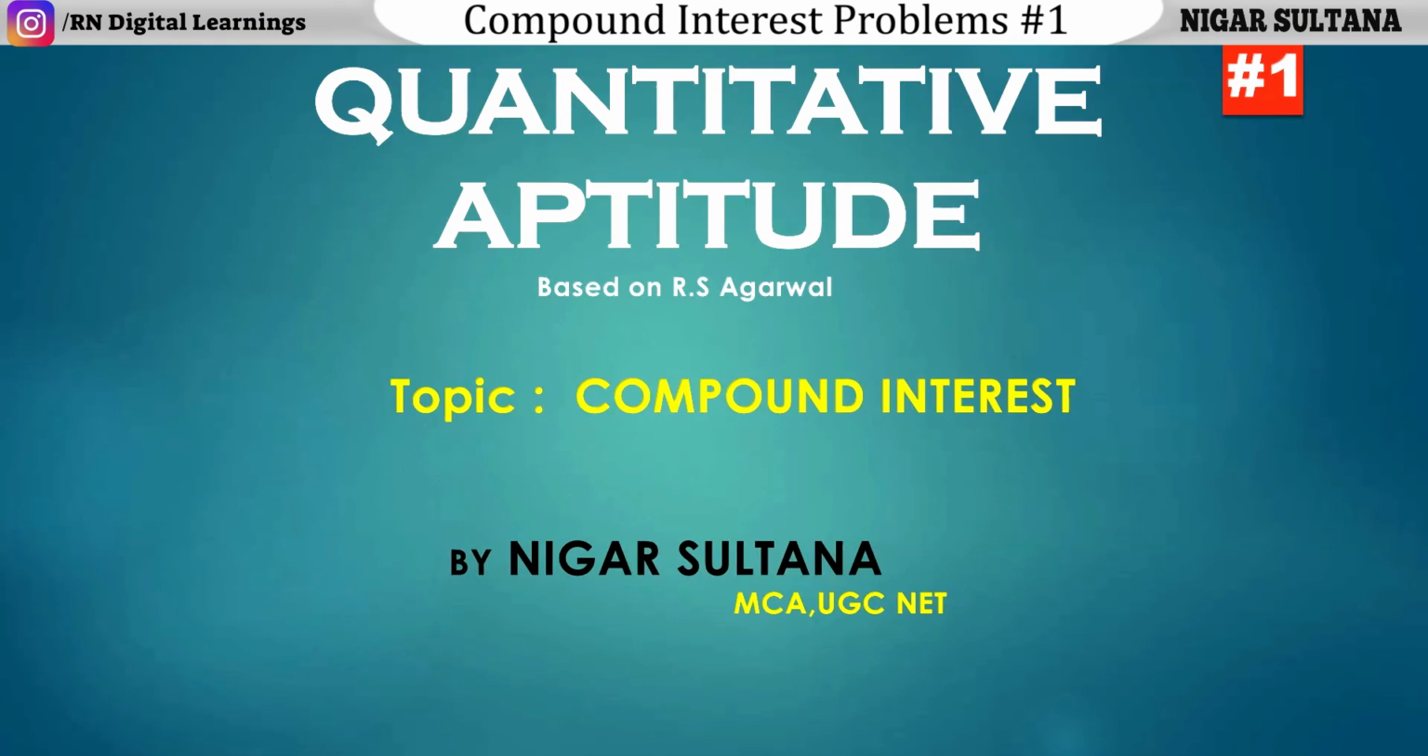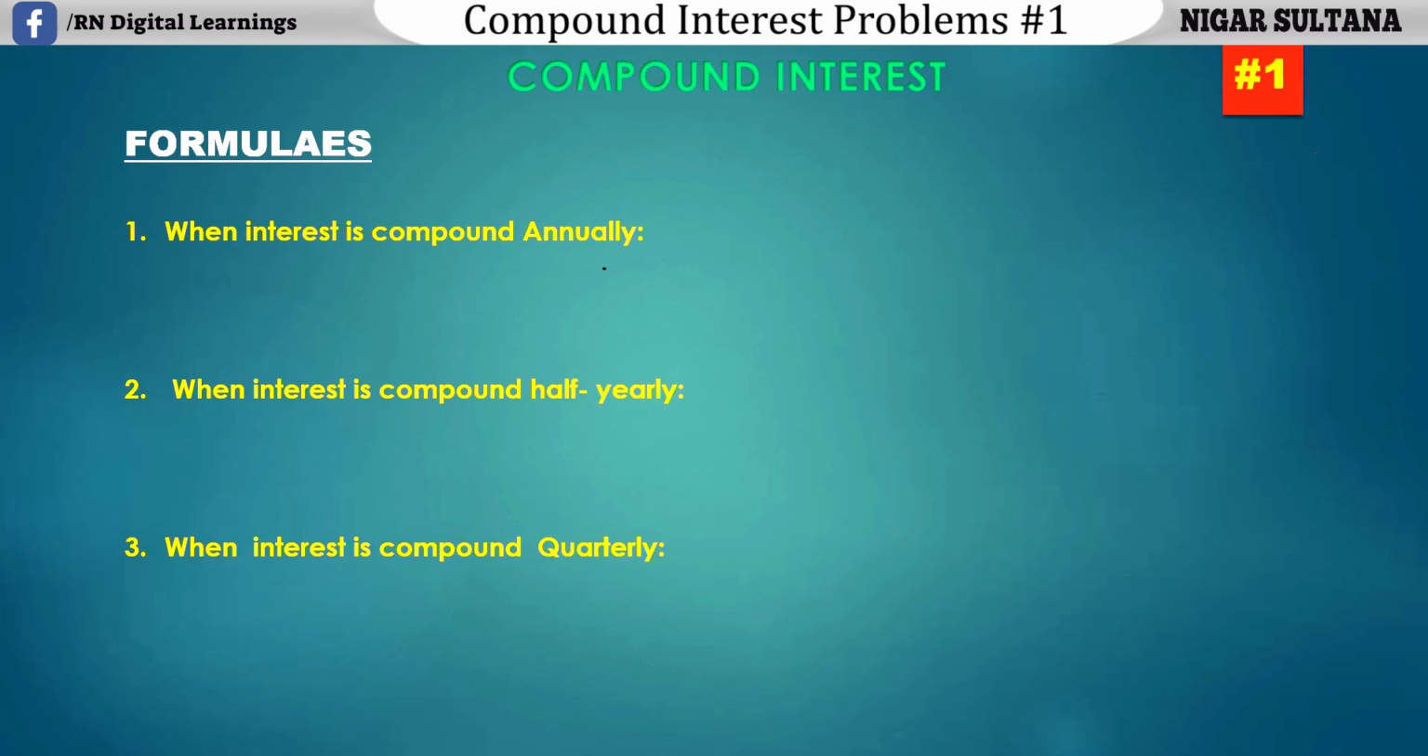Let's start solving the problems of compound interest. Before we start solving the problems of compound interest, let's understand the formulas. So the first formula of the compound interest is when the interest is compound annually. Amount is equals to P of 1 plus R divided by 100 to the power n. Now let's see what is this P, R and n.